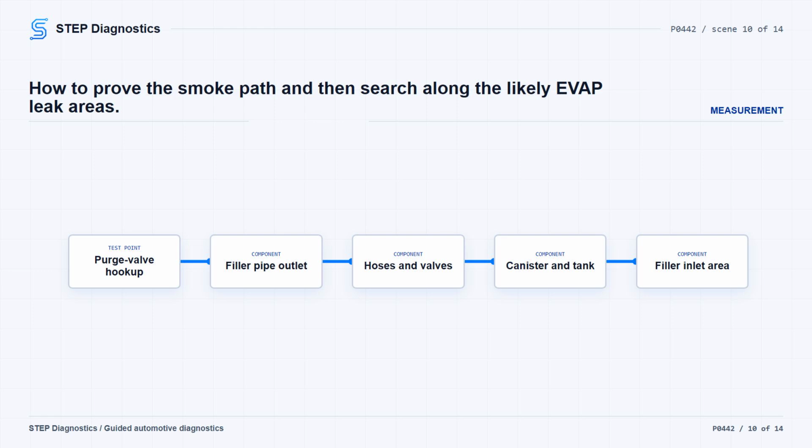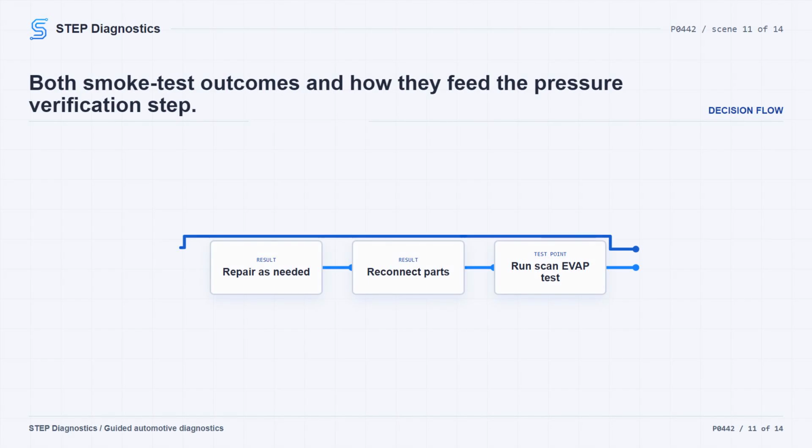Use the halogen spotlight along the EVAP system path and look for smoke escaping at the leak. Work the hoses, valves, canister, tank, filler pipe, filler inlet, and nearby connections while watching for smoke. If no smoke shows up, visually inspect the filler pipe and filler sealing area because pressure may not push smoke to every leak in that section.